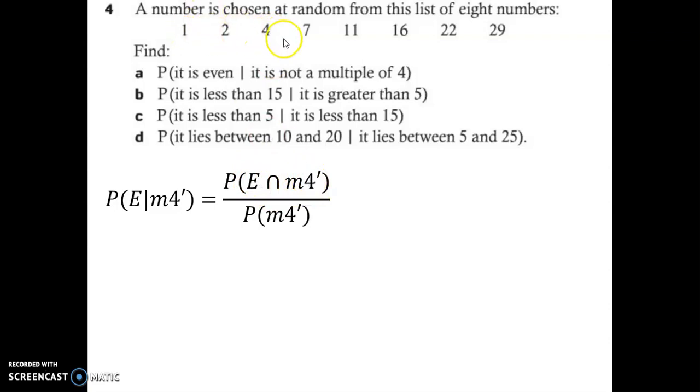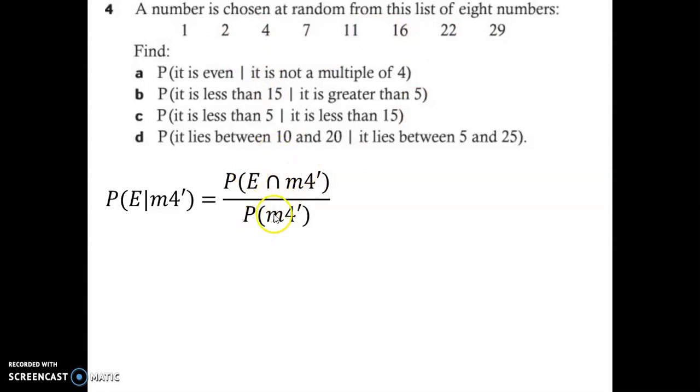So if you look at this list, multiples of 4 are like 4, 8, 12, 16, 20, 24. So which numbers in this list are multiples of 4 and even numbers? Here's our first multiple of 4. It is also even. So that's 1. Here's another multiple of 4. It is also even. And those are the only 2 numbers in the list that are both even and multiples of 4. So 2 out of the 8 meet this criteria.